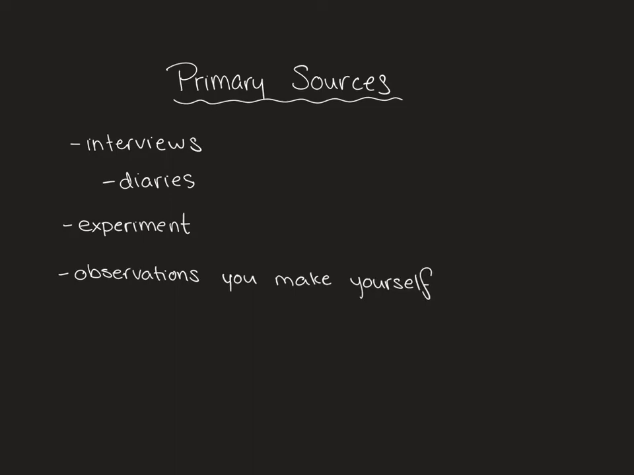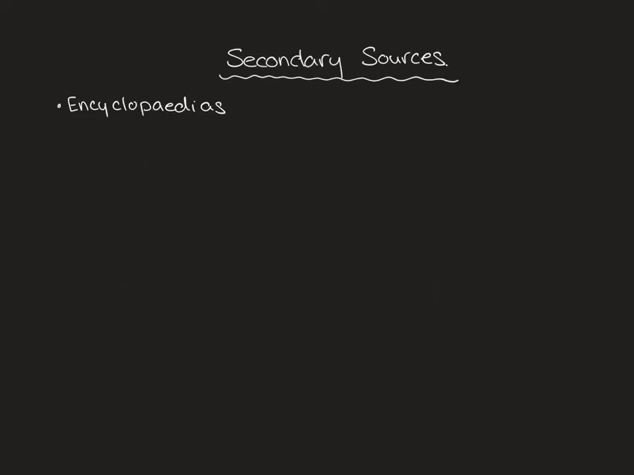Primary sources also include observations that you make yourself. So anything that you are first-hand able to witness and observe and keep track of would be considered a primary source. They give you quite an extensive list of secondary sources in your book, but I'm just going to go over the ones that we still tend to use.